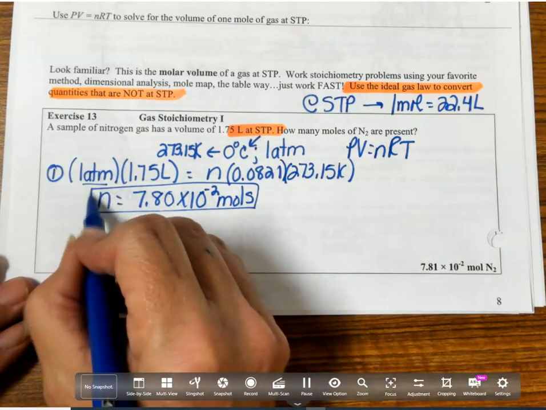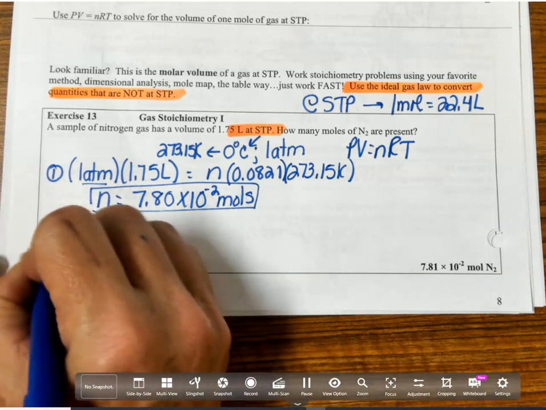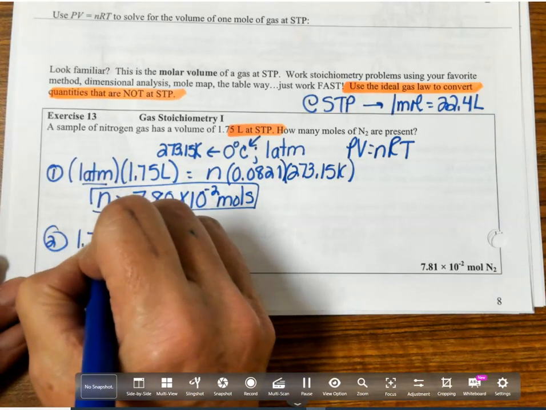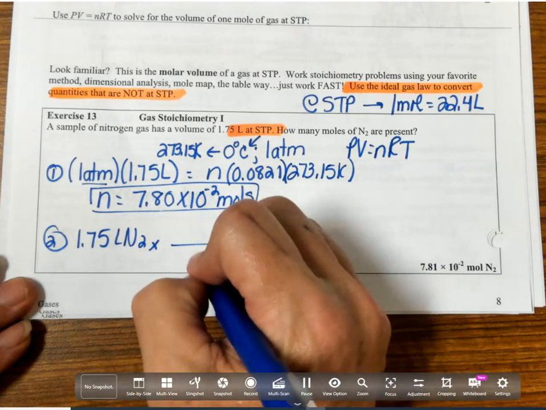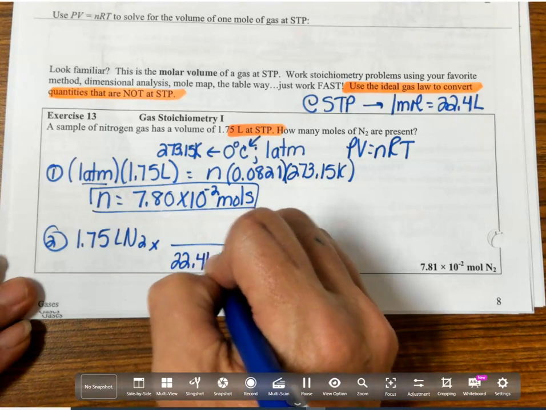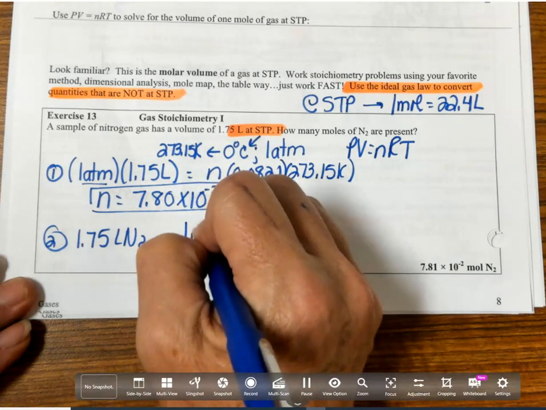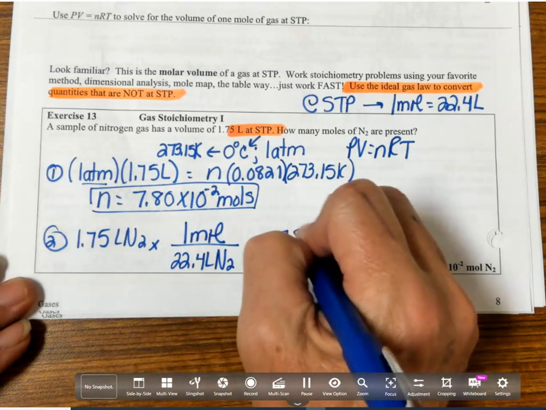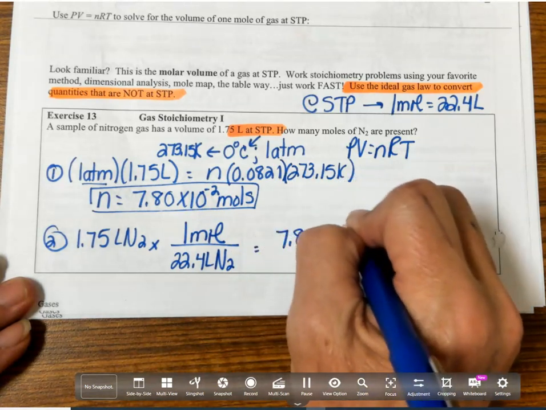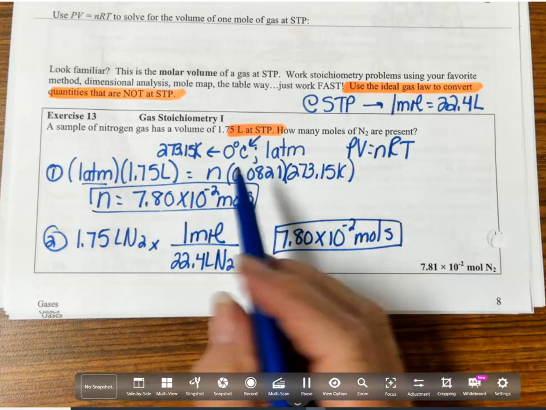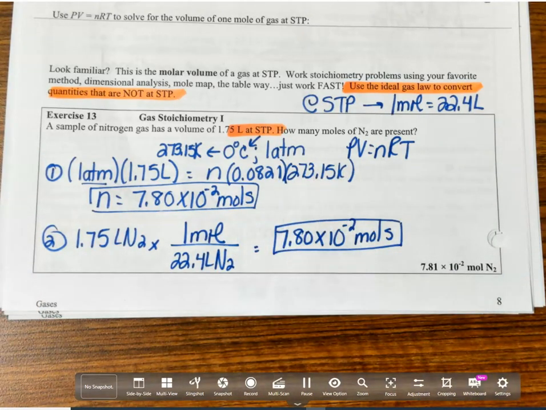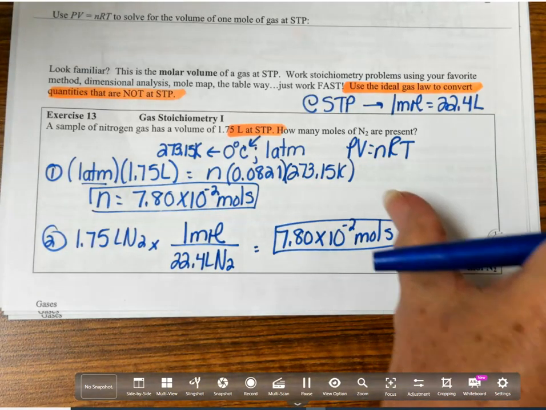Now, that's good, but there's another way I can do this. I'm at standard temperature and pressure. So if I want to, I could just use the relationship that 22.4 liters of N2 is 1 mole, and that is also 7.80 times 10 to the minus 2 moles. At STP, I can do it either way. I cannot use the second method if my conditions are not at standard temperature and pressure.